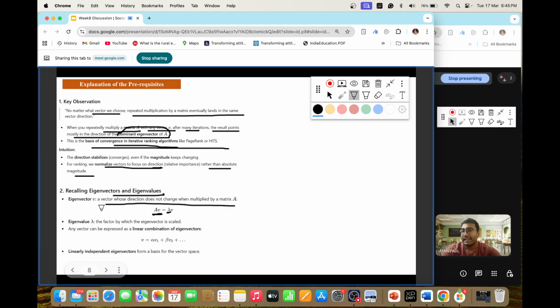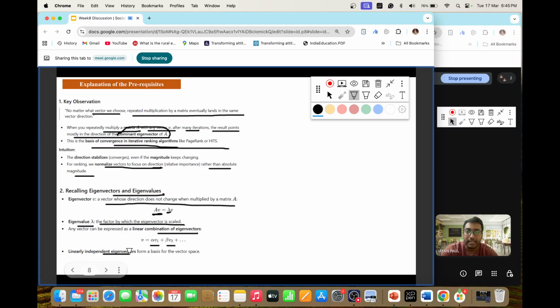A vector whose direction does not change when it is multiplied by a matrix A is the eigenvector of this matrix. The eigenvalue is the factor by which the eigenvector is scaled. Only the direction is not changing, because here also V direction, there also V direction, but its magnitude is scaled by some value. That value is known as the eigenvalue. Any vector can be expressed as a linear combination of the eigenvectors, so this V can be written as alpha V1 plus beta V2 plus so on.